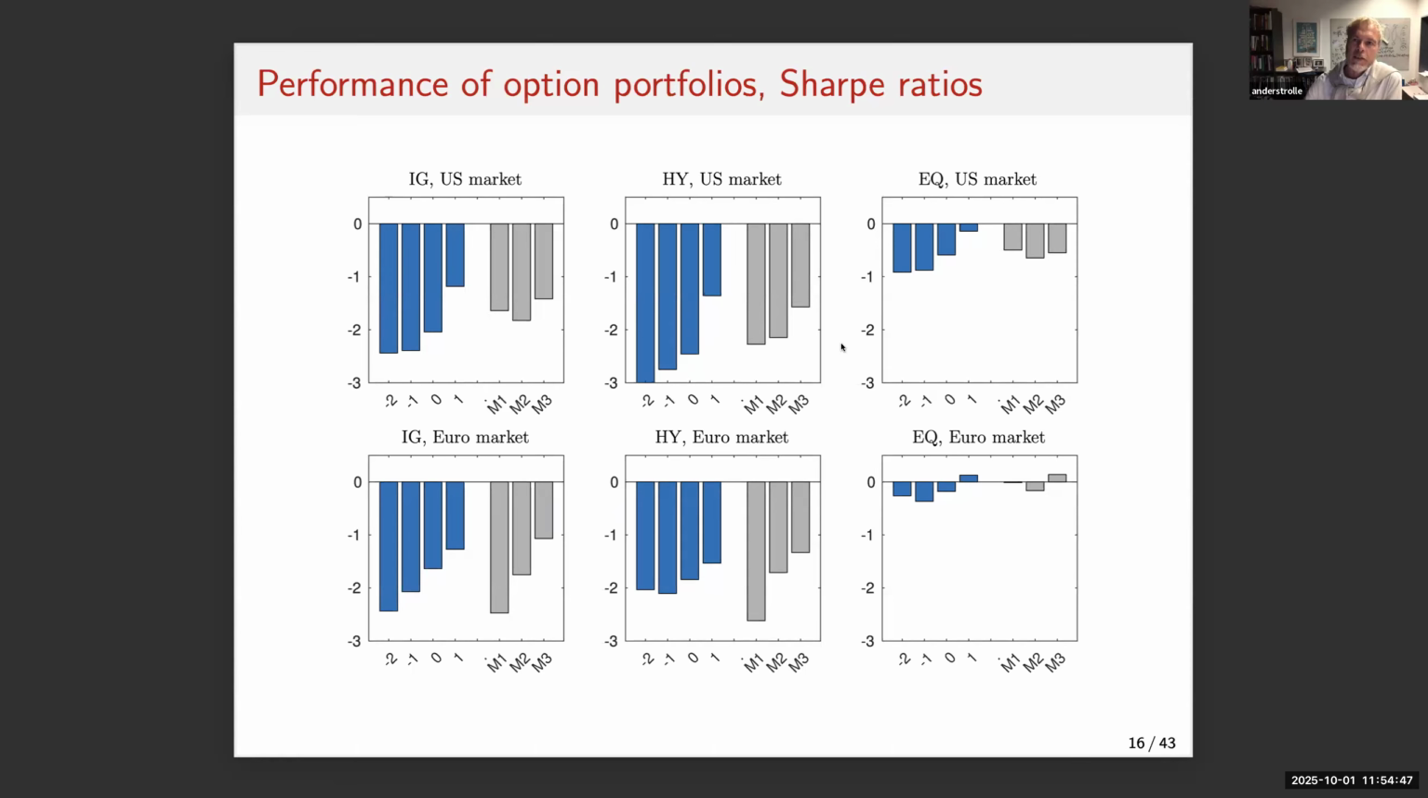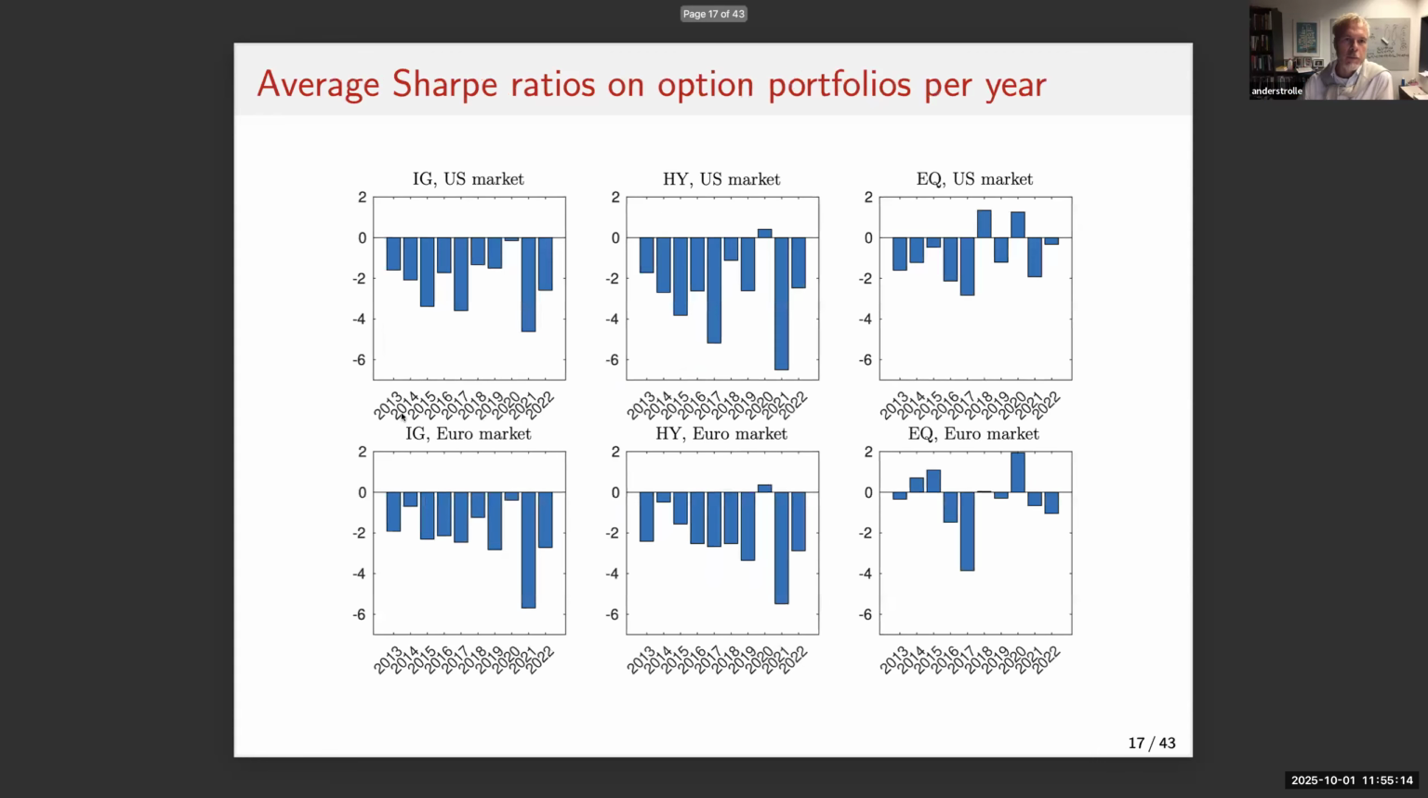In addition to this, there's been some recent papers that argue that the profitability of selling equity index volatility has decreased over time. And we want to see if something similar is going on the credit side. So we also compute Sharpe ratios on an annual basis and then just average the Sharpe ratios over the 7 portfolios within each market. And then we get a picture like this.